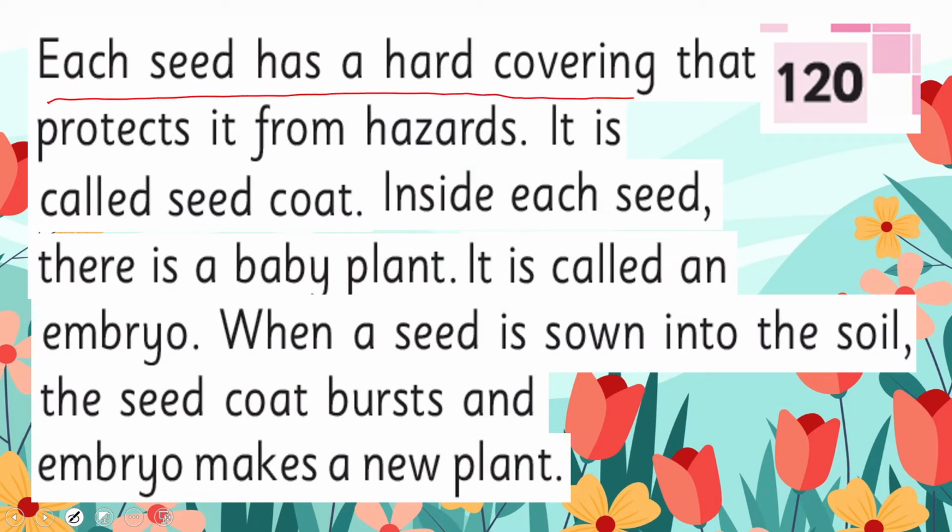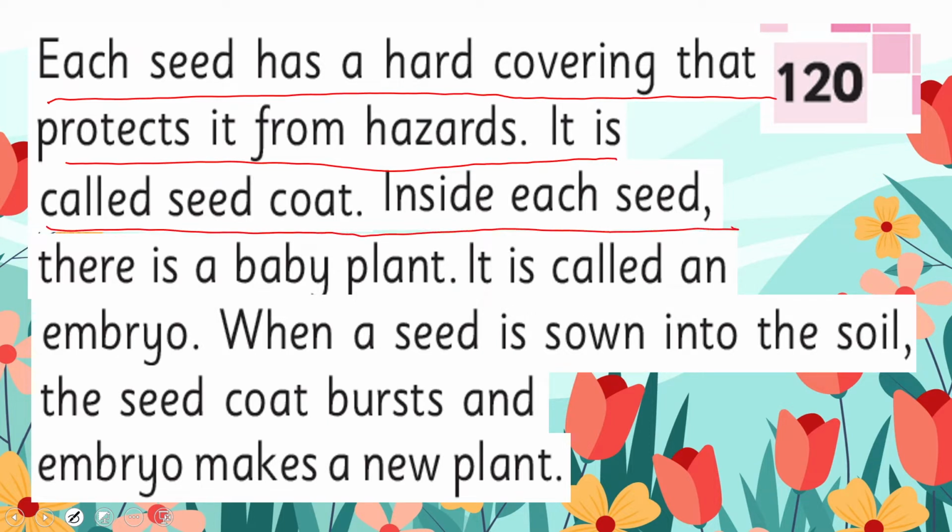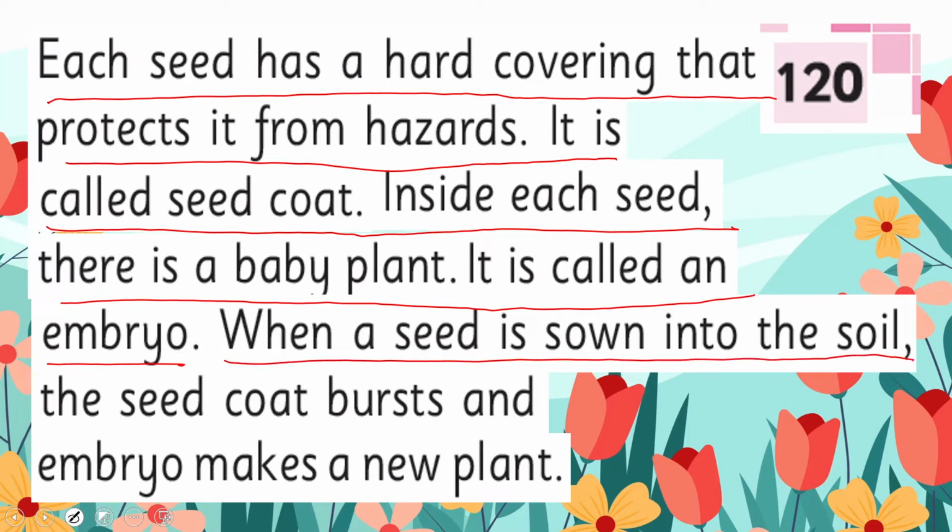Each seed has a hard covering that protects it from hazards. It is called seed coat. Inside each seed there is a baby plant. It is called an embryo. When a seed is sown into the soil, the seed coat bursts and the embryo makes a new plant.